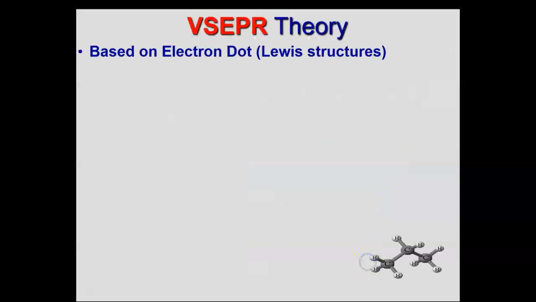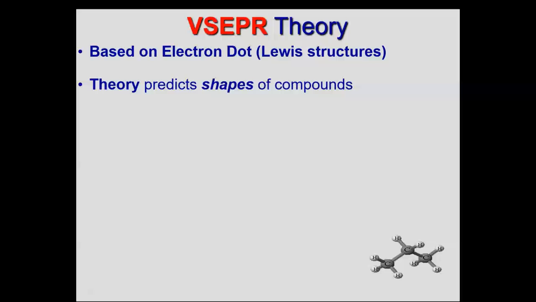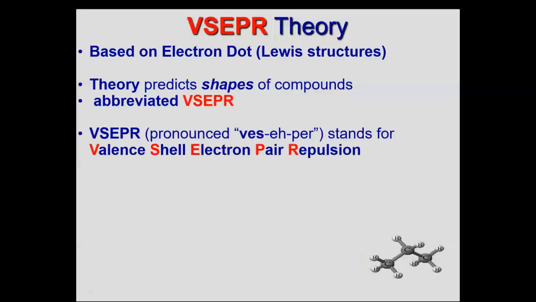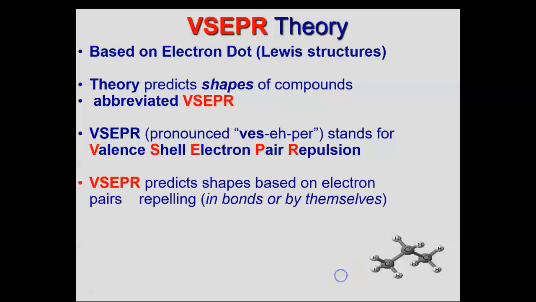So, VSEPR theory is based on Lewis structures, so you have to have a Lewis structure to start. The theory predicts the shapes of the molecules that make up compounds. It's abbreviated VSEPR, you saw that at the beginning. Valence shell electron pair repulsion. And it predicts shapes based on the electron pairs repelling either in the bonds or by themselves. So they could be shared pairs or lone pairs.